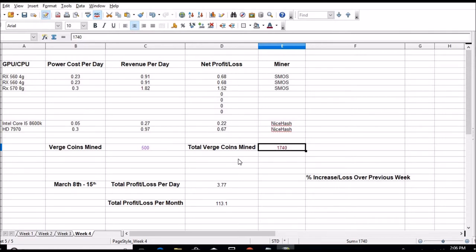Once I hit 10,000 Verge coins mined, every penny that this coin goes up is $100 change. So it's only at like 3.5 cents right now, Verge. So 10,000 coins, $360. Goes up a penny, that's $100, $460, etc. So at least that's my goal.